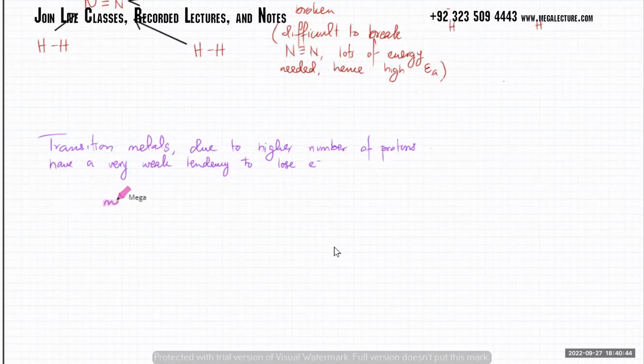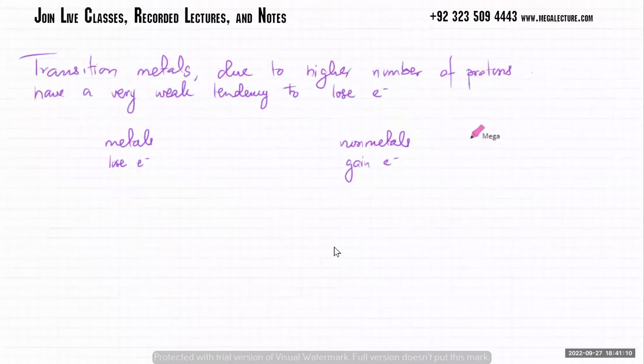Again, this is what happens when you've got an element on the right side. You've got metals on the left side. Why do metals lose electrons? They always like to lose electrons. They form positive ions, right? And you've got non-metals on the other side. They like to gain electrons. Why do they like to gain electrons? Because they've got a very strong tendency to attract electrons. What's the reason for that? They've got more protons.